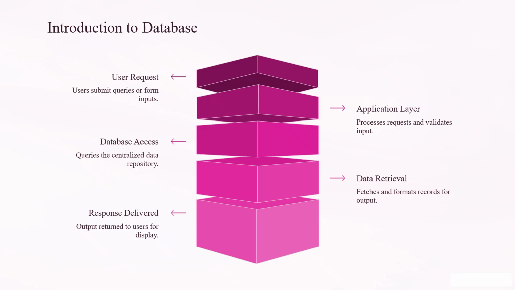Introduction to database. User request: the user may submit queries or inputs. The database accesses the queries from the centralized data repository. The response is delivered, and the output returns to users for display. The main layers are the application layer and data retrieval. In the application layer, it processes requests and validates the inputs. Data retrieval fetches and formats the records for output.